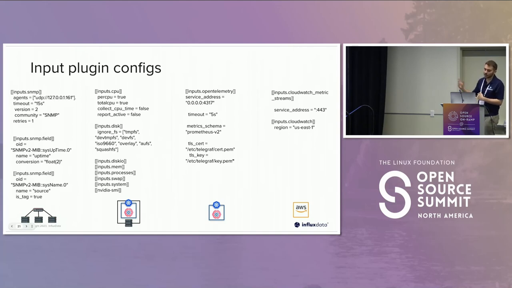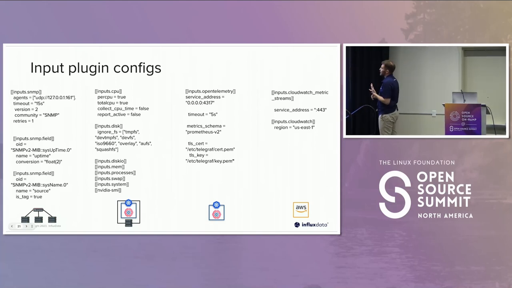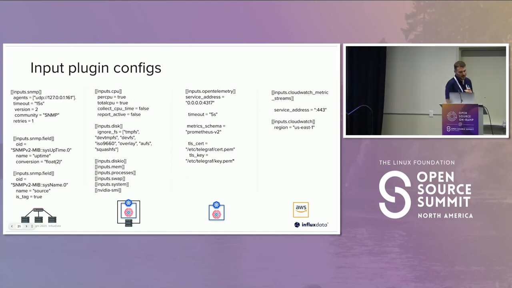In this case, we're just going to do something really basic. We're going to say, give me the system uptime for this router, and we're also going to ask for the system name. But there's lots of other things we could do, like monitor temperature, usage, and network throughput of routers. And there are great examples for Cisco-based routers and others online.